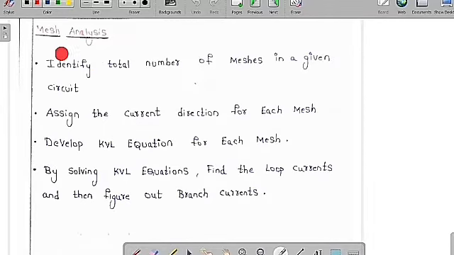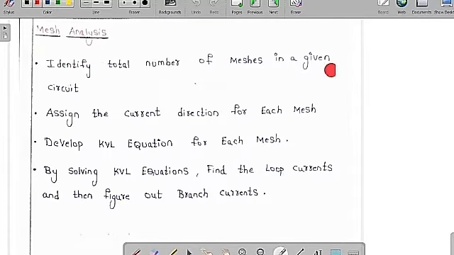So now we are going to learn about the mesh analysis. See, there are certain methods to simplify the circuit. So in order to simplify any complex circuit, we are going to follow some procedure in order to do the calculations of any parameter you want in a given circuit. So the first one is the mesh analysis.